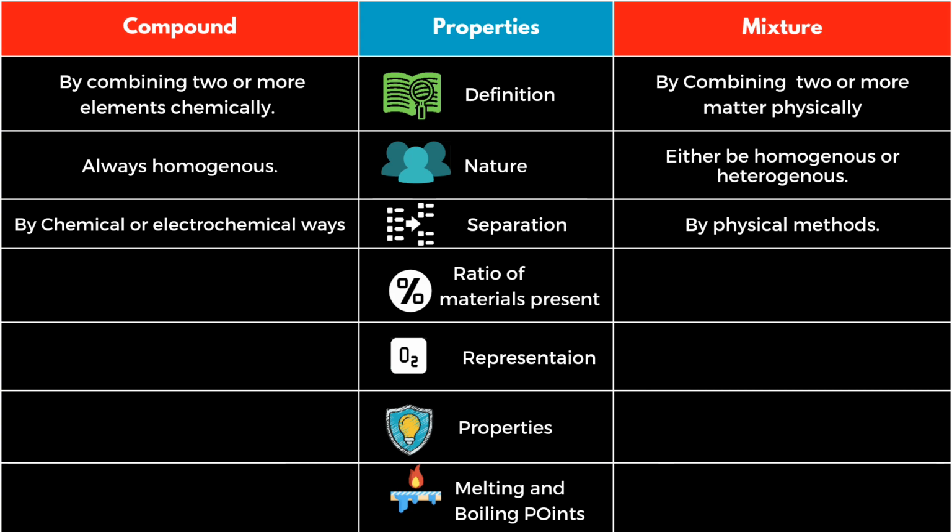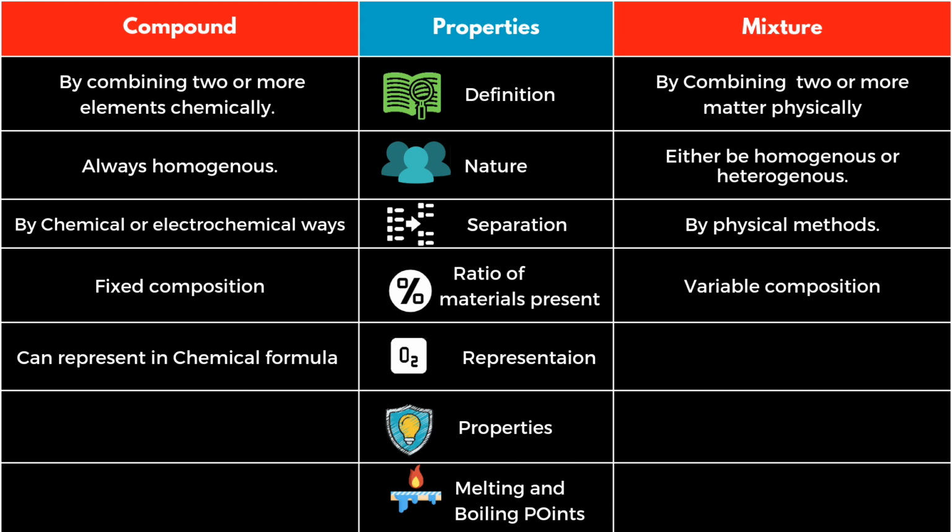If we compare them by their composition, the elements present in the compound are combined in a fixed composition, whereas the substances in the mixture have variable composition. By representation, we can easily represent and identify a compound using its chemical formula. Mixture, on the other hand, can't be represented in a chemical formula.